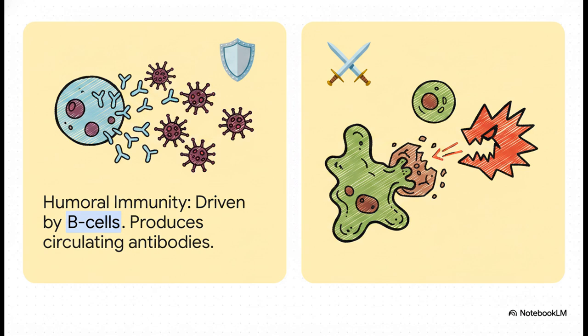Its entire job is producing specific, circulating antibodies in the lymph fluid and plasma that basically stick to foreign antigens, marking them for destruction. Now, in sharp contrast, cell-mediated immunity, or CMI, is driven by T cells. And the massive differentiator here, CMI does not produce antibodies. Instead, it relies directly on macrophages and cytotoxic T cells to go out, seek, and destroy infected cells.